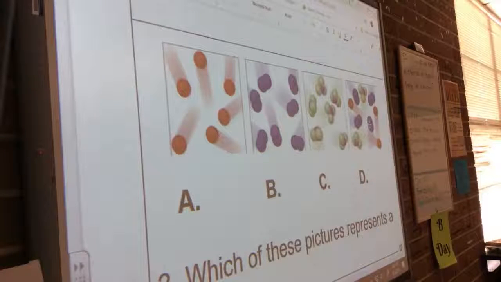So look at D. We have molecules, we have elements, and we have atoms all in the same container, but they are not bonded together. Except for the molecules, nothing else is bonded together. So it's basically like putting different colored marbles in a jar. It's a mixture. Nothing's bonded together, just mixed together.